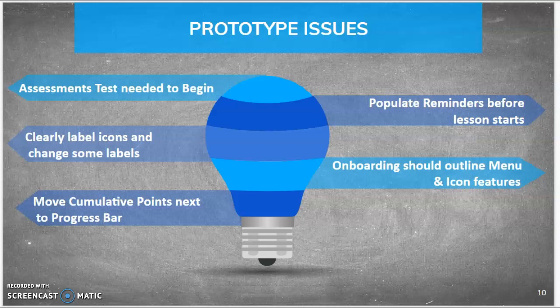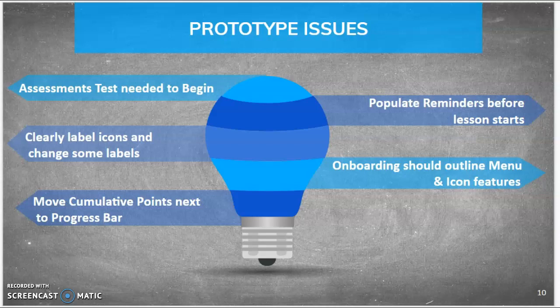Next was they wanted me to clearly label the icons and change some labels. One label in particular was dashboard for one of my icons, and they wanted me to change dashboards to something else because they stated that that might be confusing to some users, so I did take on that advice. Also, they wanted the onboarding to outline fully the menu and icon features, which I did do.